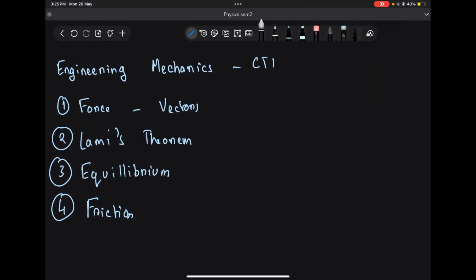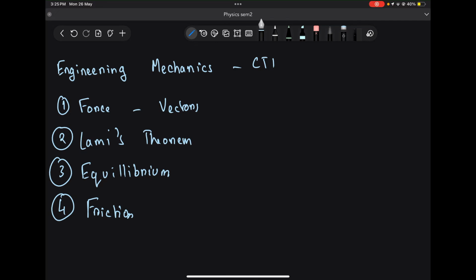Okay, so welcome to this lecture session on engineering mechanics. This will hopefully guide you through all the initial topics that you have for the first CT. So of course we have force as a system of vectors, Lami's equation, equilibrium and friction.